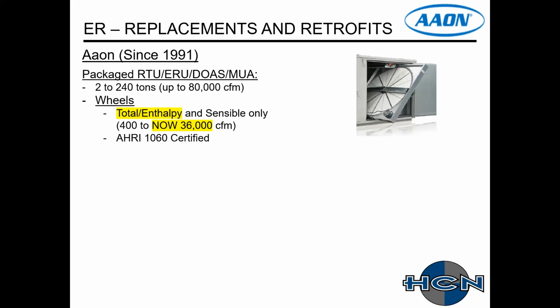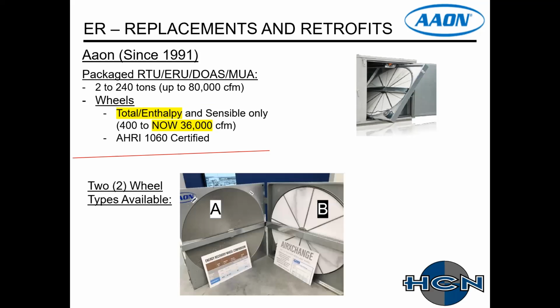All right. So AAON has packaged rooftop units from 2 to 240 tons. They have wheels available up to 36,000. The wheels themselves are AHRI 1060 certified. We have 2 different types of wheels available.